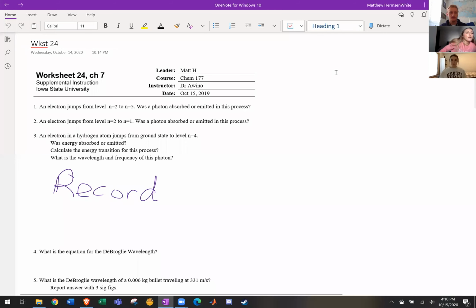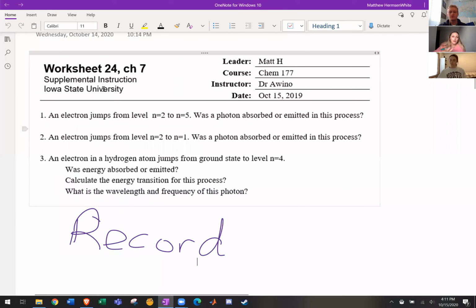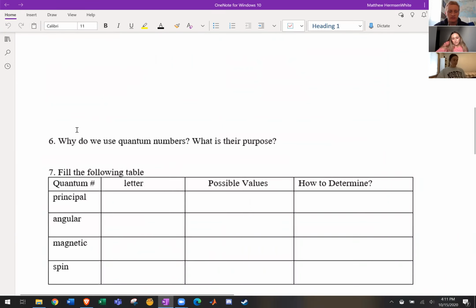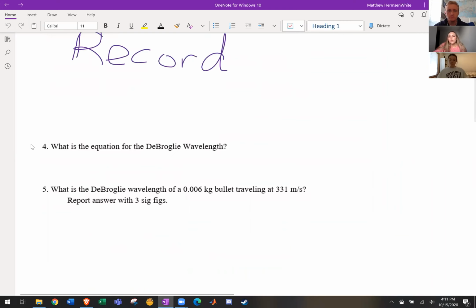So we're going to continue with chapter 7 stuff. Now, chapter 7 is all about electron orbitals, light waves and frequency, quantum numbers. So some of those words might bring you back to high school. I did some of this stuff in high school, so it might be a little bit familiar to you. So I have some stuff on electron orbitals, and then the de Broglie wavelength thing, and then some quantum numbers.